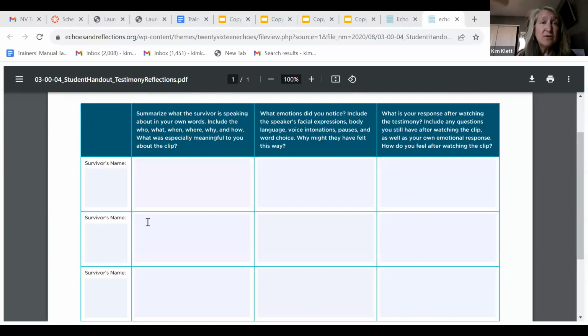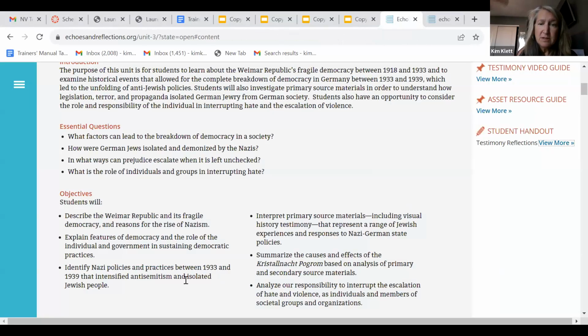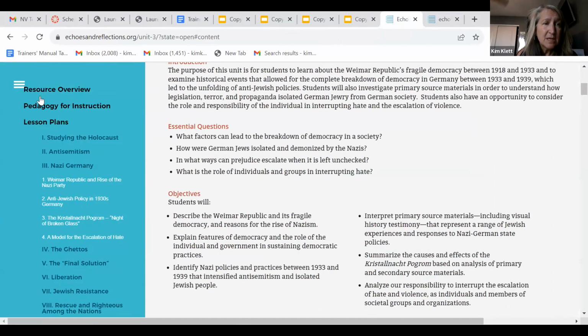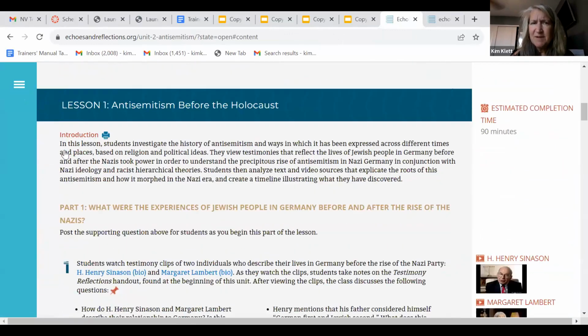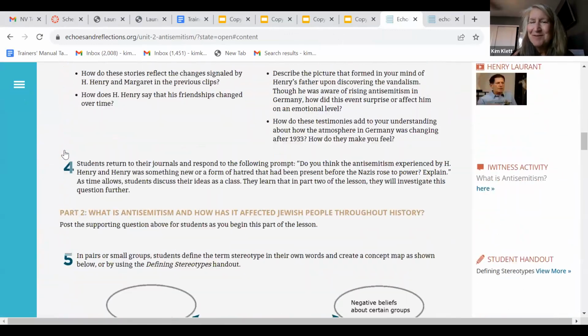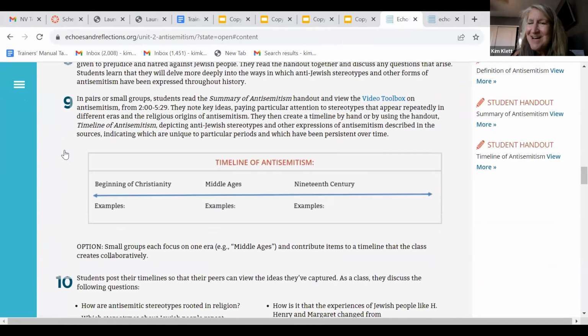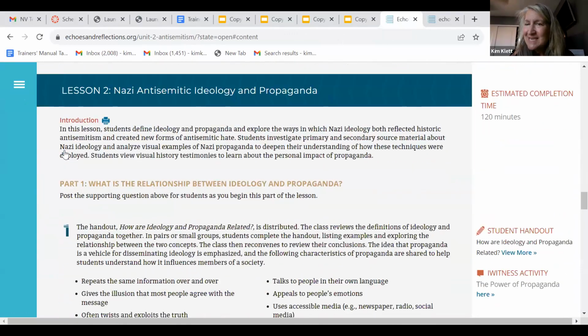Okay, so we are going to go back to the unit on anti-Semitism. And we're going to do an activity. I was going to do a breakout room for this, but we don't have enough people. So you would all be your own breakout room, and that would be no fun. So we will just do this together.